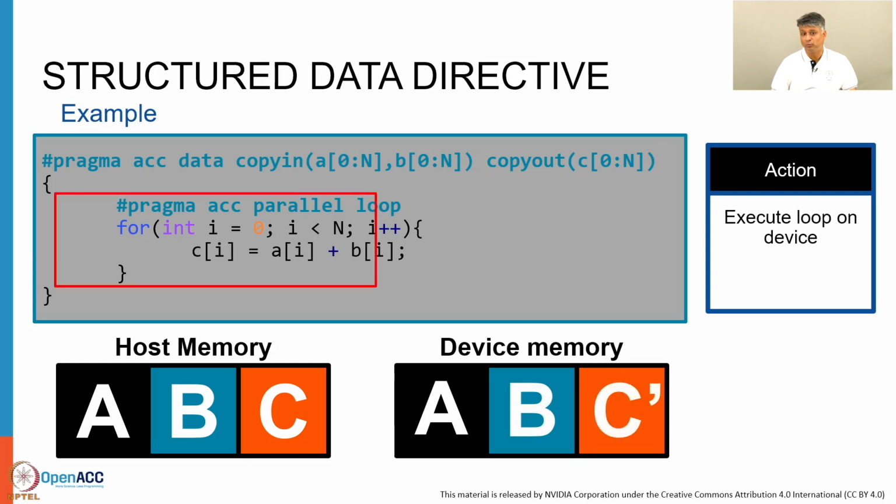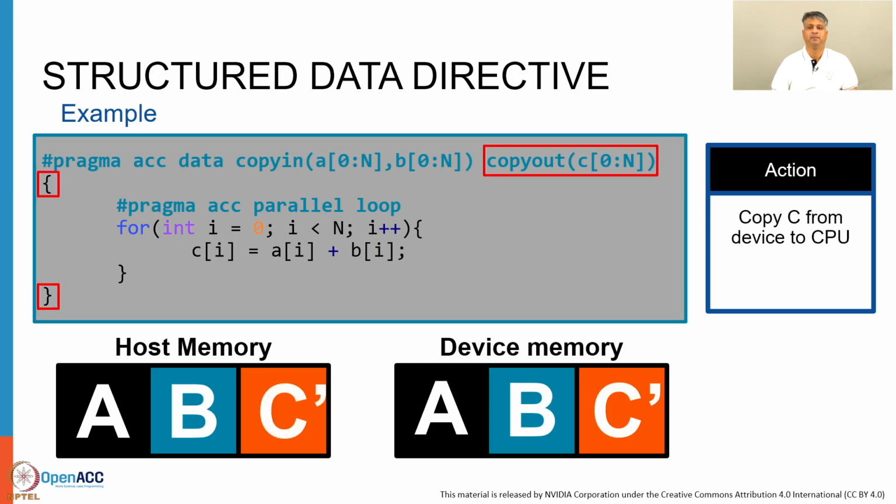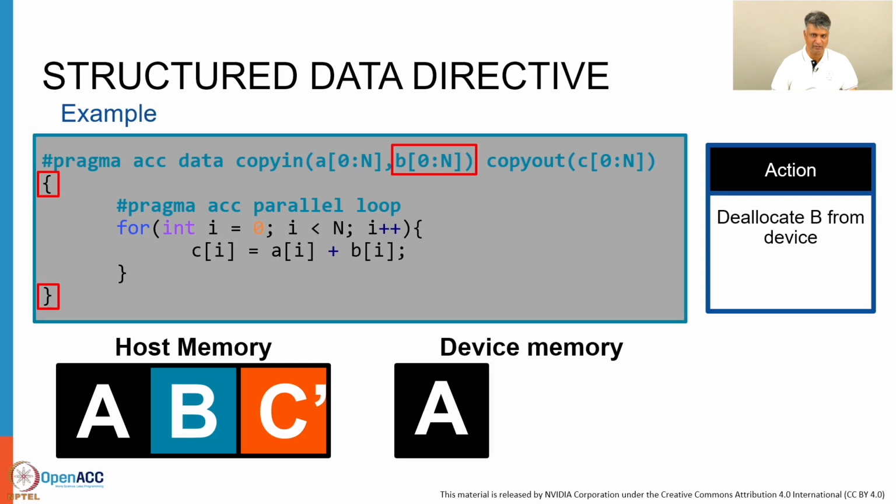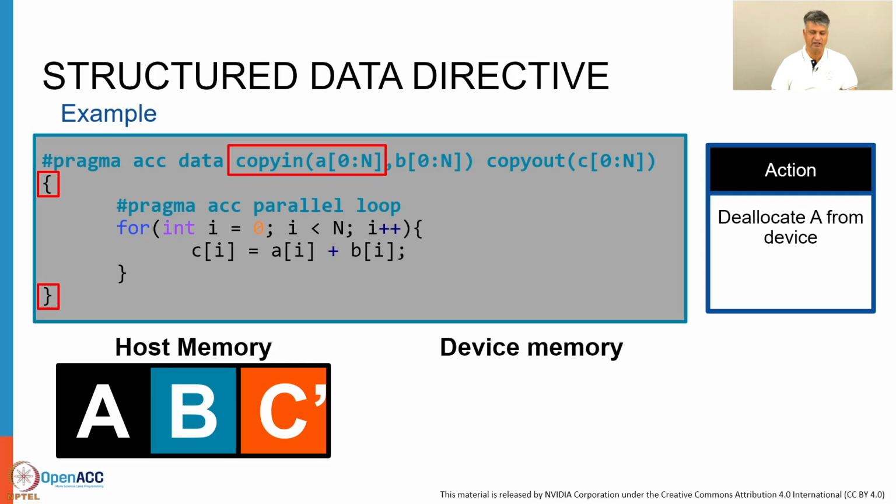We then execute the loop on the device. We actually go ahead and do the calculation C[i] is equal to A[i] plus B[i]. And then finally copy C from the device to the CPU. We do not copy A and B from the device to the CPU because we have not modified A and B, and it makes no sense to copy them back from the device to the host. That's a redundant data transfer, which can be discarded. Finally, we deallocate C from the device, we deallocate B from the device, and we deallocate A from the device, and the entire action is complete.